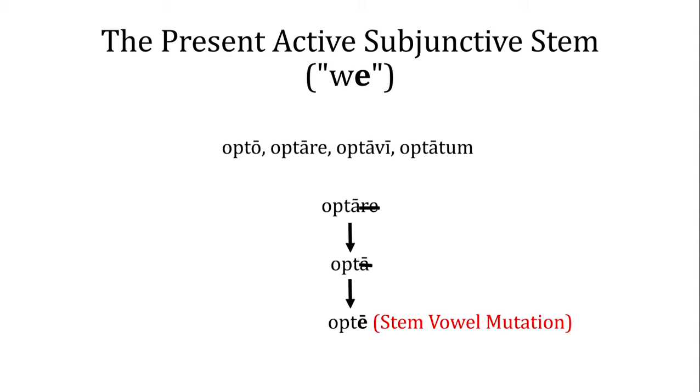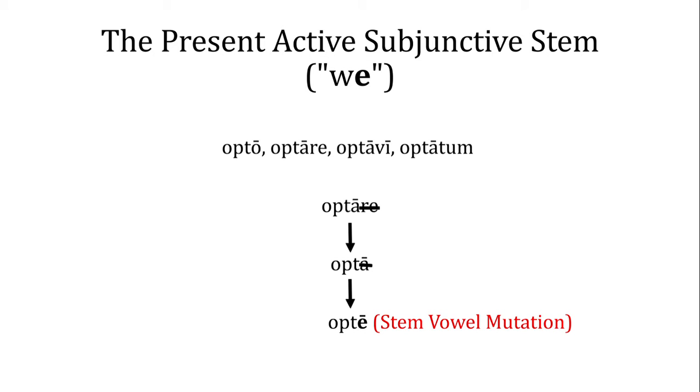Now, what about the present active subjunctive stem? And you will remember this as well. This is the one we are familiar with. We just had this recently on a test, right? So we have the same four principal parts. For the subjunctive stem, we have the stem vowel mutations.